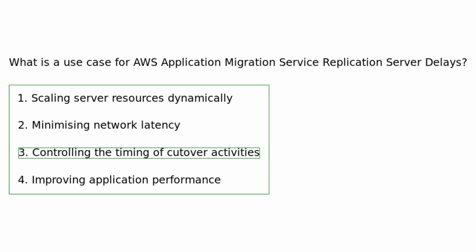AWS Application Migration Service replication server delays are used to control the timing of cutover activities, allowing users to schedule migration tasks and coordinate server cutovers according to specific requirements and operational needs.